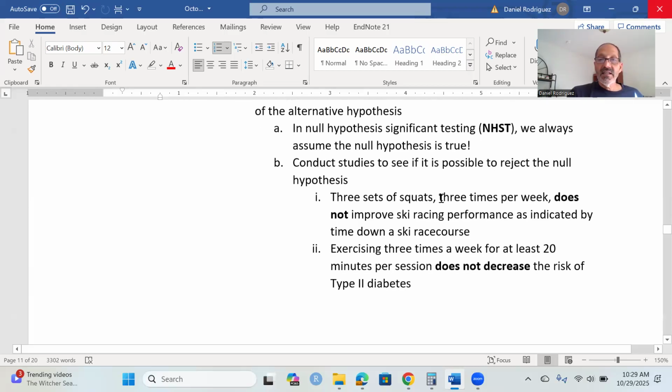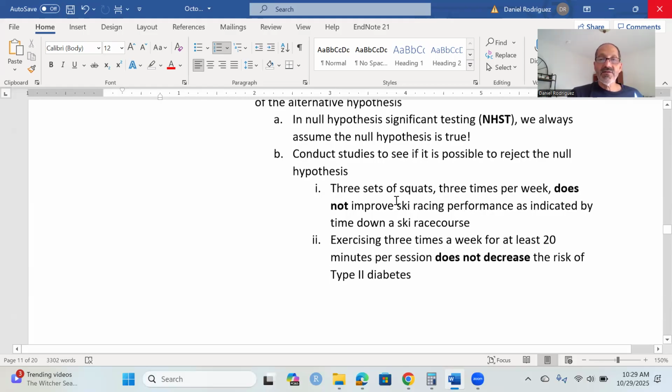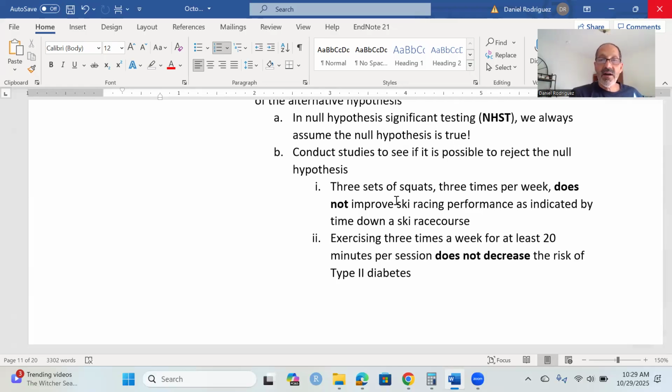Conduct studies to see if it is possible to reject the null hypothesis. So our null would be three sets of these, and they go along with the alternative hypotheses I had mentioned previously. Three sets of squats 3 times per week does not improve ski racing performance as indicated by time down the race course. I just say it doesn't, right?